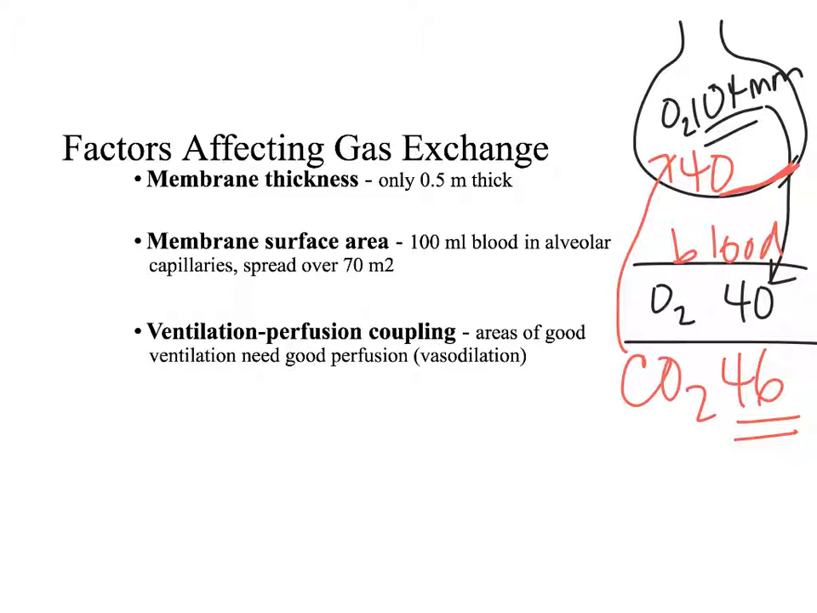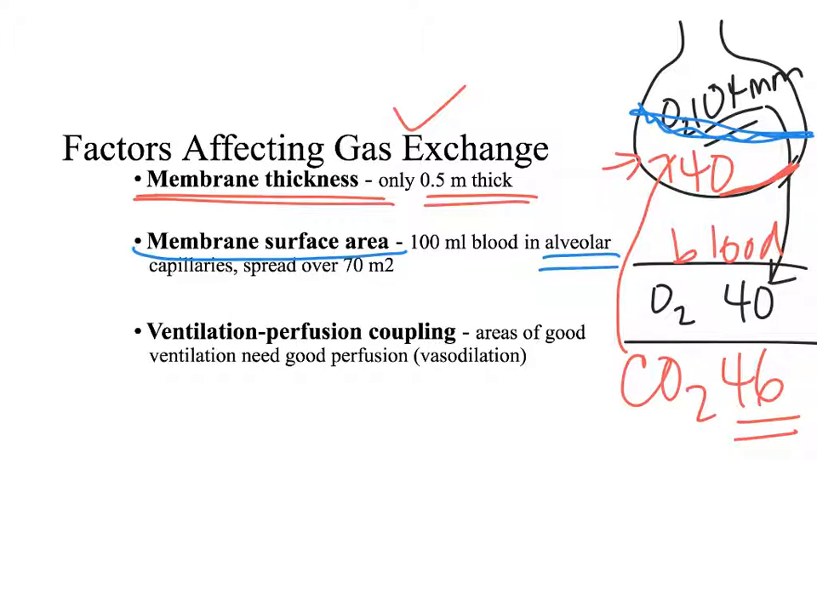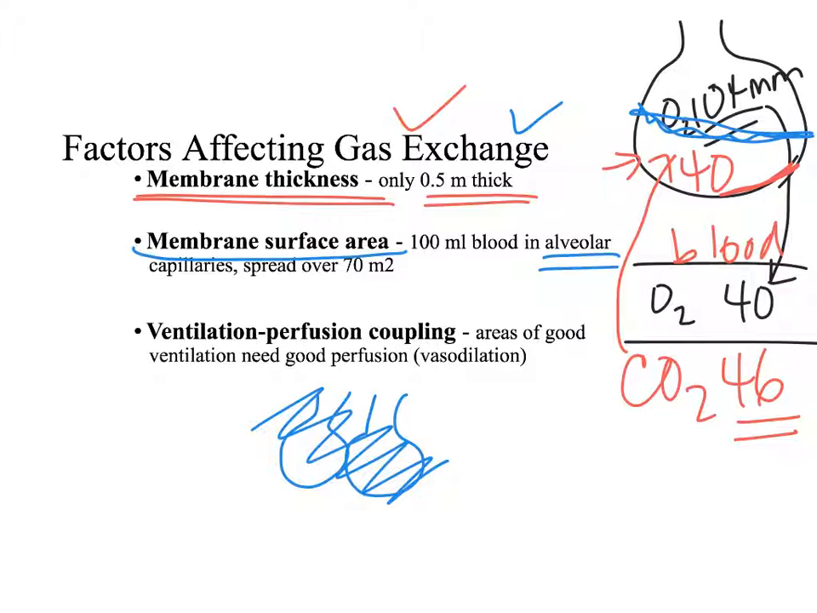Now, what affects gas exchange? The respiratory membrane has to be really, really thin. If there's something in there, like if somebody has pneumonia and this is full of fluid, that's going to slow the gas exchange down. The membrane surface area also matters, which is how many alveoli you have. If you're missing alveoli, say you have a tumor that takes out a bunch of alveoli, that's going to affect your gas exchange.